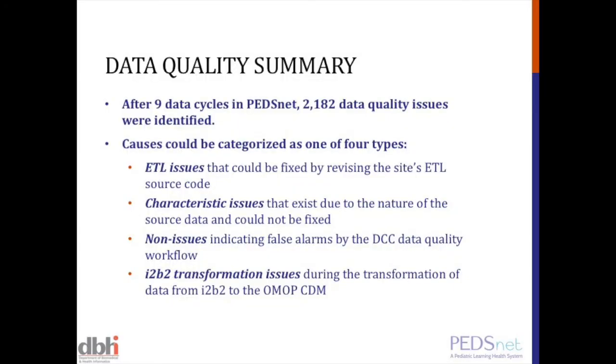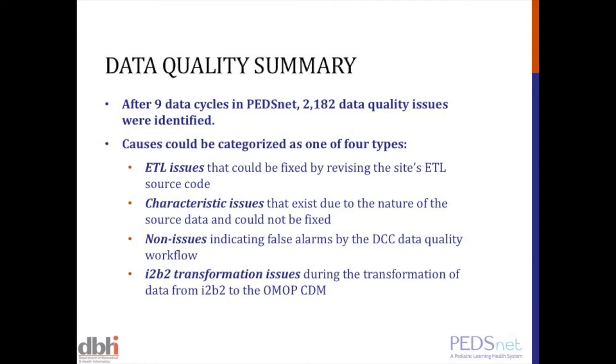And so just in summary, now we've gone through 9 data cycles. Not all sites were present in the first cycle, but we basically identified over 2,100 data quality issues. The most common ones we deal with are these ETL, or extract, transform, load issues, which are often in the process of taking the data from the source system into the PEDSnet common data model.